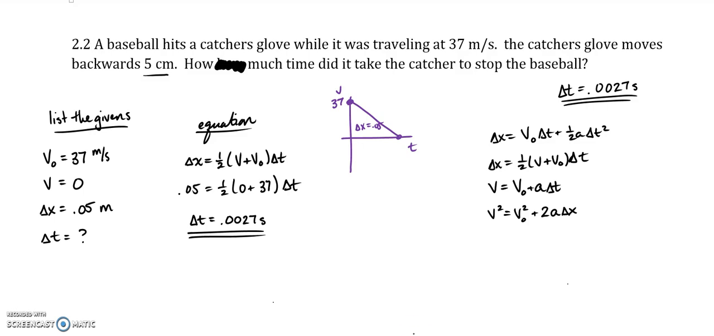Or we could just say, hey, displacement equals area. We know 0.05 equals 1/2 base times height, because it's a triangle, and the base is time, and the height is 37. Solve for that and get the exact same answer. So there are multiple ways to solve this problem.